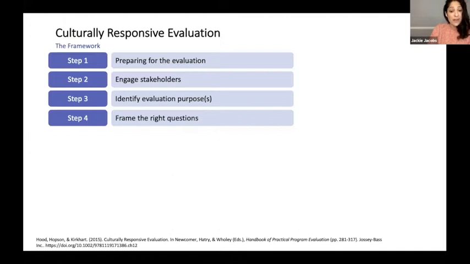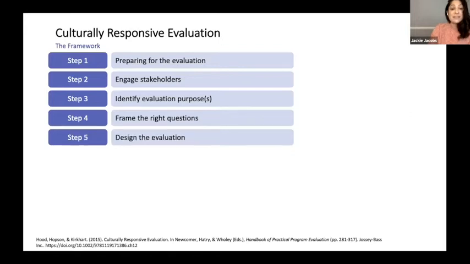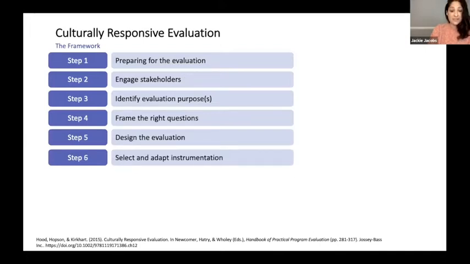Step 4, frame your evaluation questions using stakeholder perspectives to define and prioritize those questions. Step 5, design the evaluation in a way that is appropriate for the community, including data collection tools and methods. Step 6, select and adapt instruments as appropriate considering culture and context.